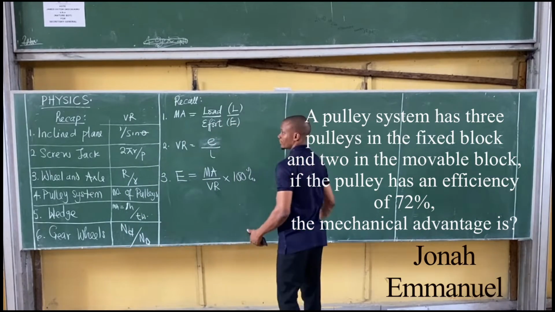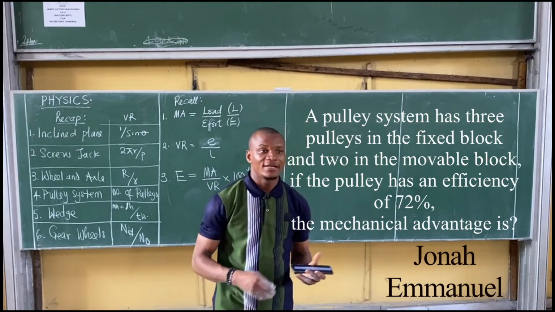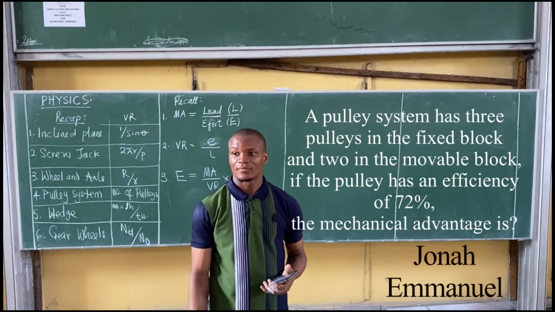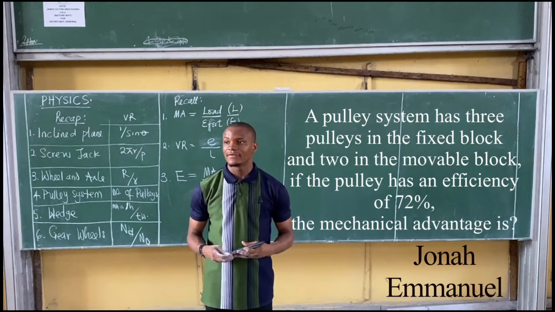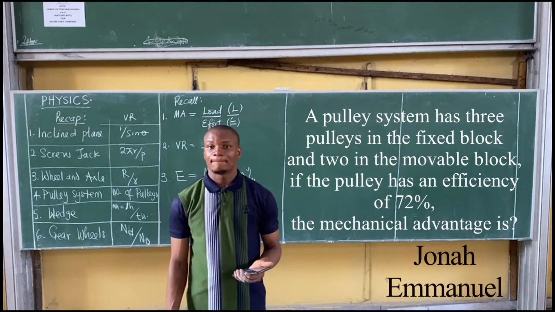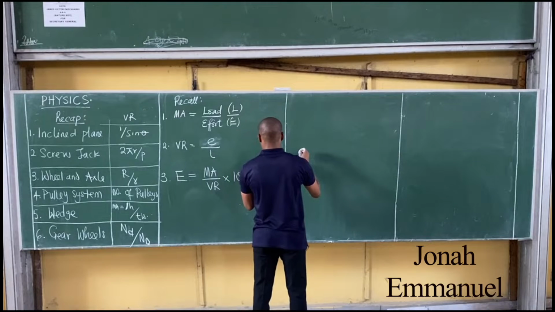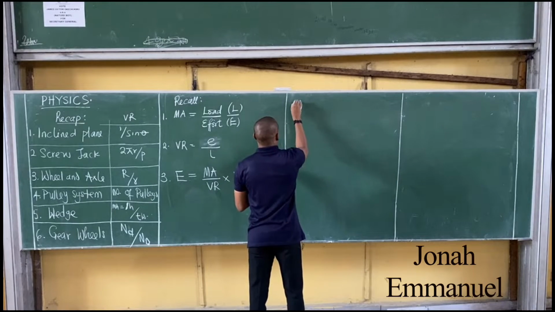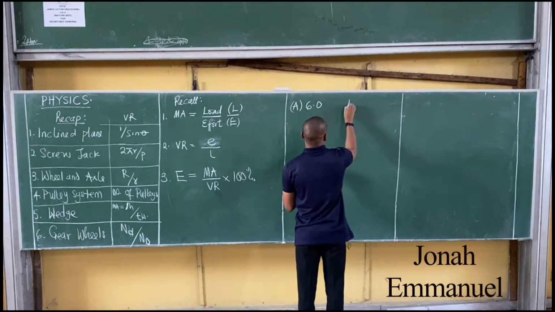If the pulley has an efficiency of 72%, the mechanical advantage of the system is that.